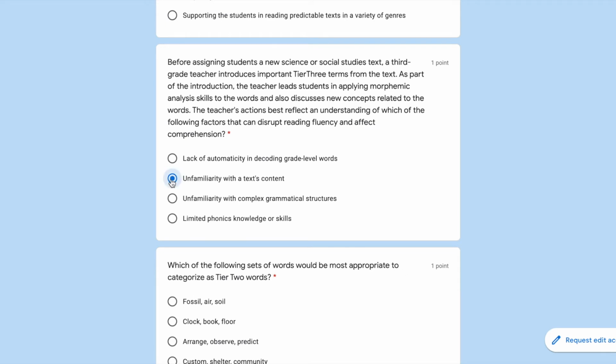If you're going with B, you are right, and B is correct because the teacher's actions in leading students in applying morphemic analysis skills to these Tier 3 words in text and then discussing new concepts related to the words demonstrate the teacher's awareness that vocabulary knowledge and concept development are closely interrelated. Discipline-specific vocabulary development involves concept learning, and concept learning supports academic language and vocabulary development.